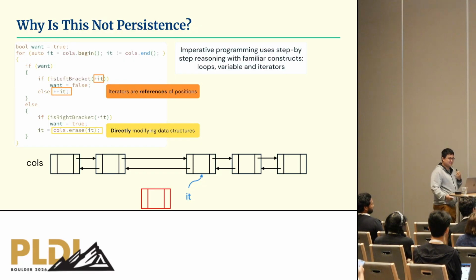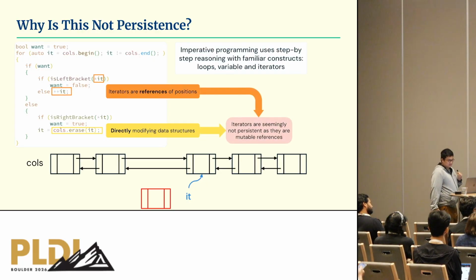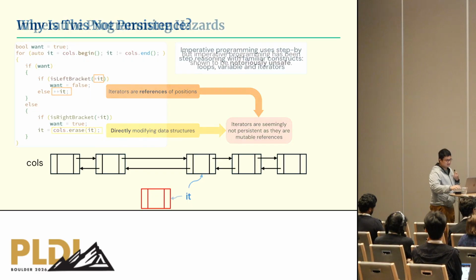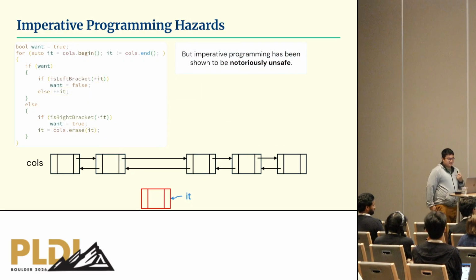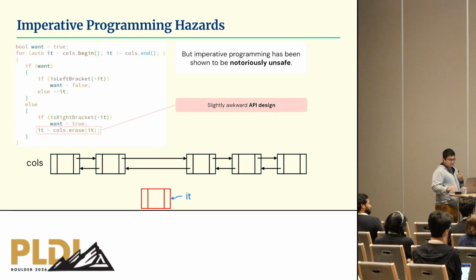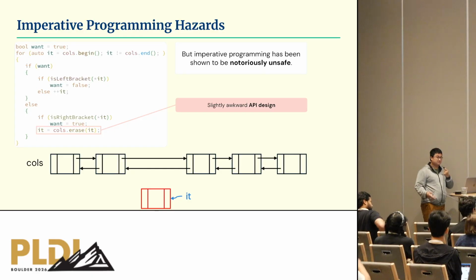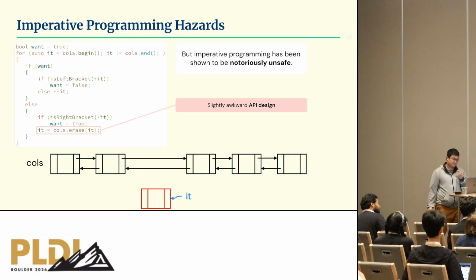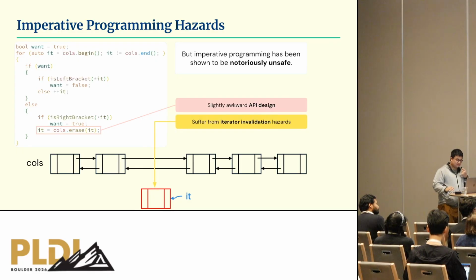We are calling erase on it in place, and we are violating the no modification after creation rule. So in conclusion, iterators in traditional languages are seemingly not persistent, as they are mutable references inside of containers. This also brings with it some safety hazards directly due to the lack of persistence. For example, this is firstly a slightly awkward API design. We must rely on the erase method returning the next iterator position. And this is also easy to get wrong and suffer from iterator invalidation hazards.